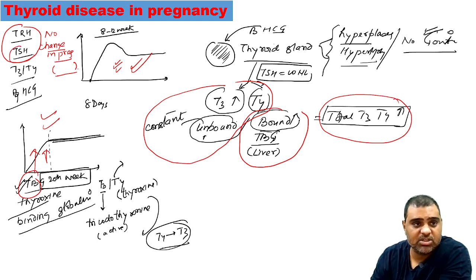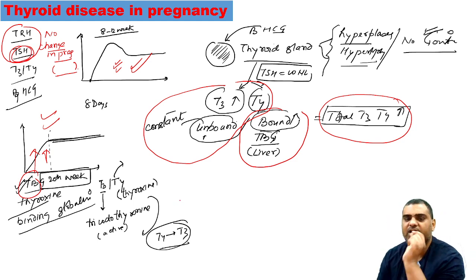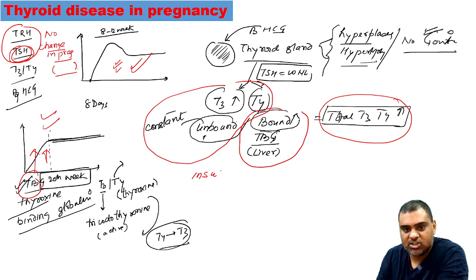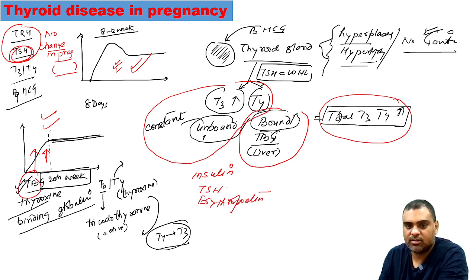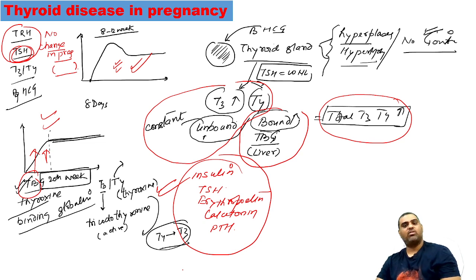Please remember, TSH cannot cross the placenta. There are 5 hormones which you have to remember that cannot cross the placenta, which are insulin, thyroid stimulating hormone, erythropoietin, calcitonin, and parathormone. These are the 5 hormones which cannot cross the placenta. You have to remember them.